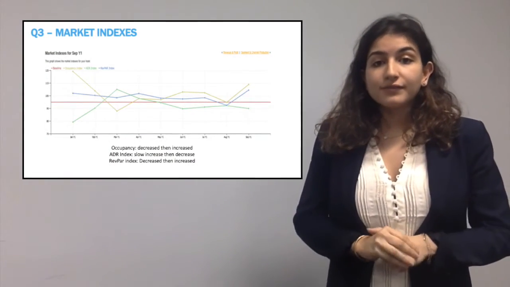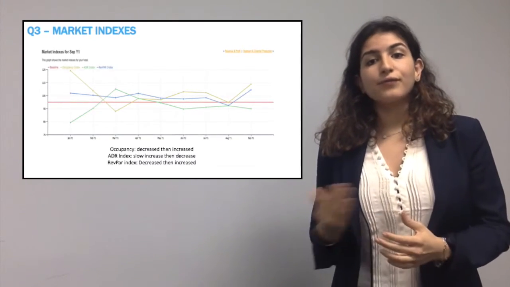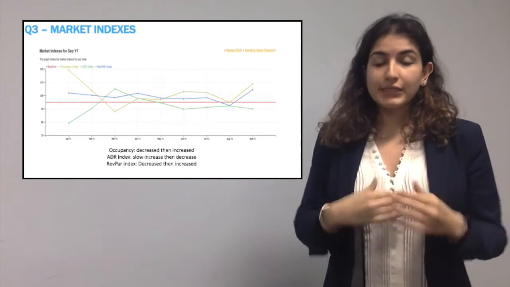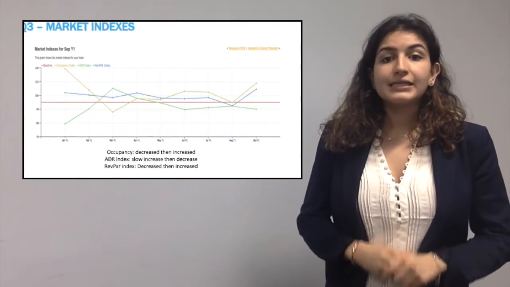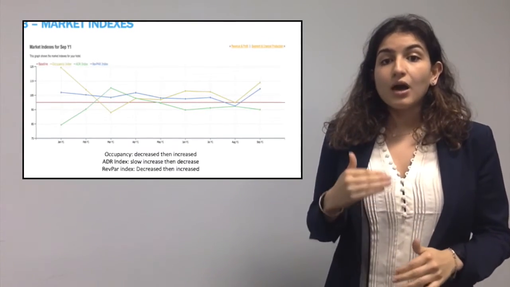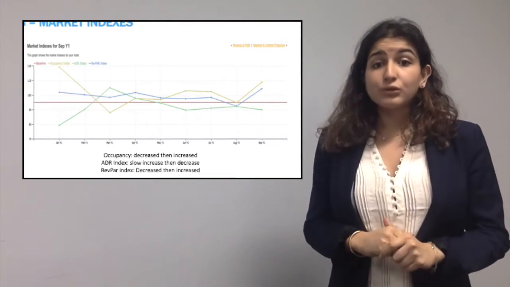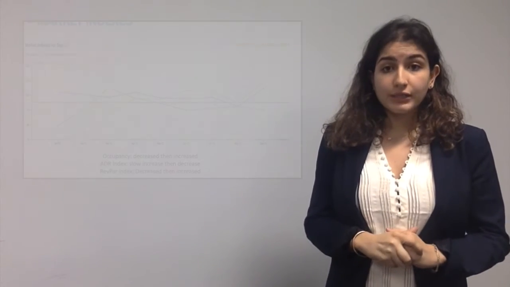So, the effect of these rate changes on the market indexes of this quarter are seen on the following graph. Occupancy, of course, increased during high season, then went back down. ADR index had the same effect, and RevPAR decreased during high season, then went back up. And the reason behind that was due to us investing heavily in refurbishment during the months of July and August.